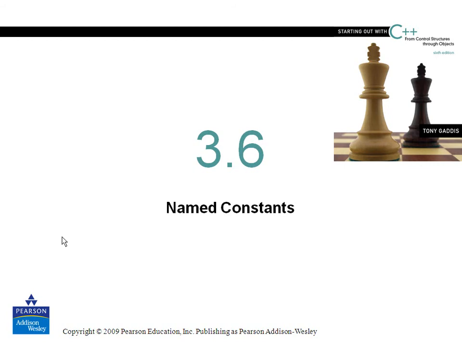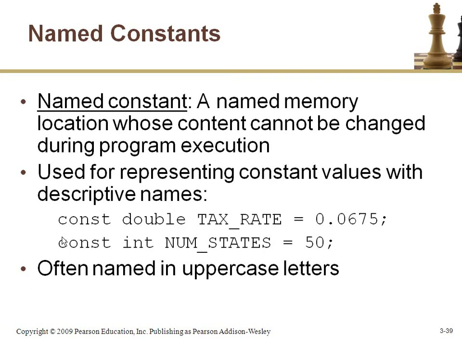Section 3.6, Named Constants. A named constant is a named memory location whose content cannot be changed during the program execution. This is very helpful if you want to keep certain factors untouched throughout the execution of the program and keep other routines from changing its value.